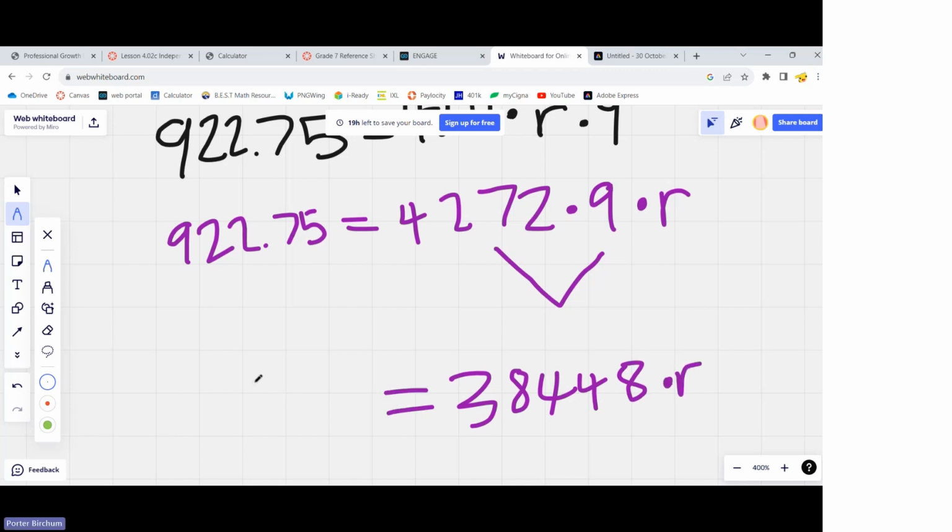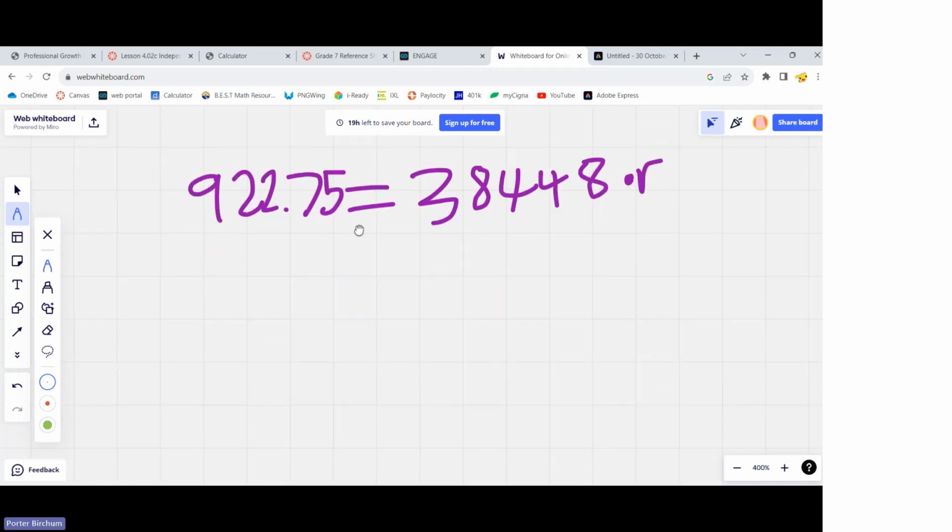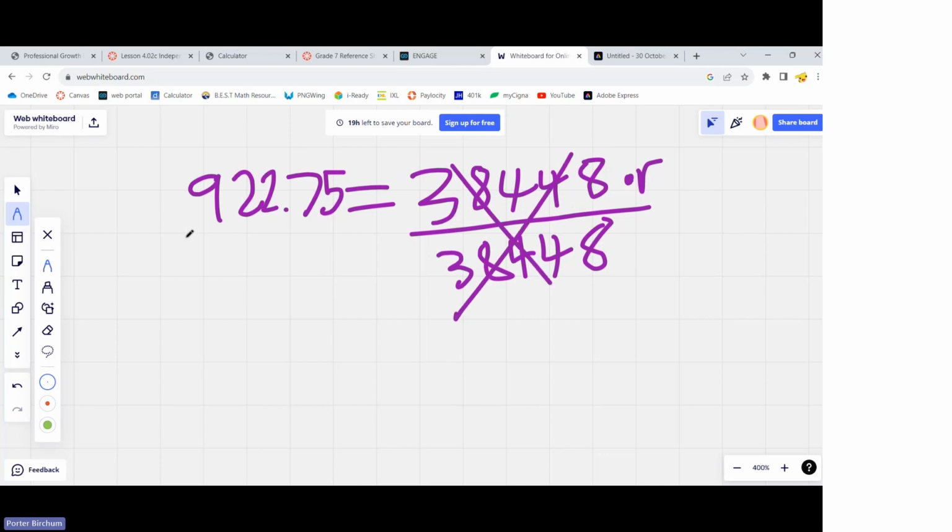Times R equals 922.75. Now I'm solving this one-step equation. I'm going to use inverse operations to solve this. What is the inverse of times 38,448? Nice. It is divide by 38,448. Doing this gets rid of 38,448 because 38,448 divided by 38,448 is 1, and 1 times r is just r. So these cancel out. And what I do to one side, I do to the other.